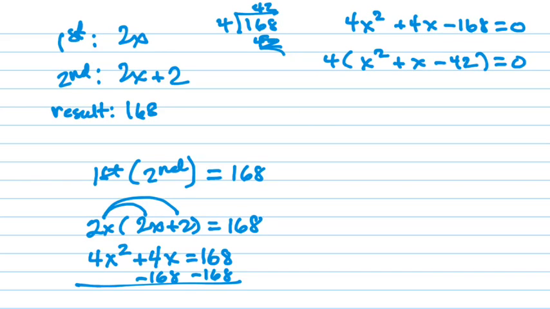How many terms are left inside the bracket? 3. So we're going to use the AC method. A is 1, right? So 1 times negative 42 is negative 42. We're looking for the two factors of that that'll combine to make the middle number, which is what? 1.